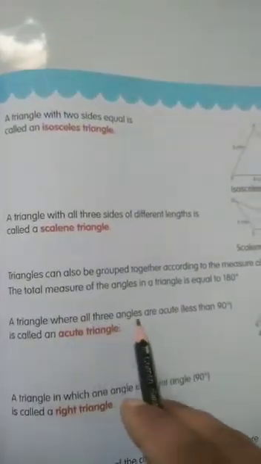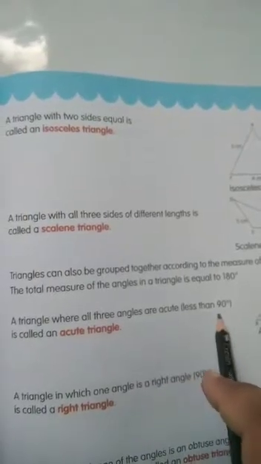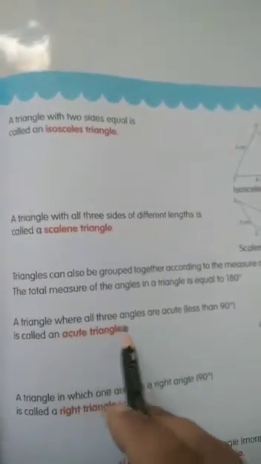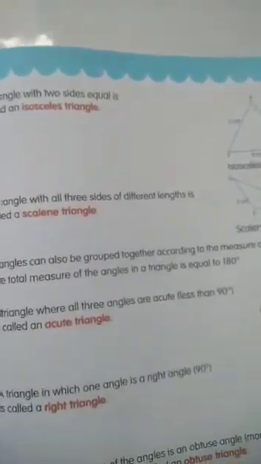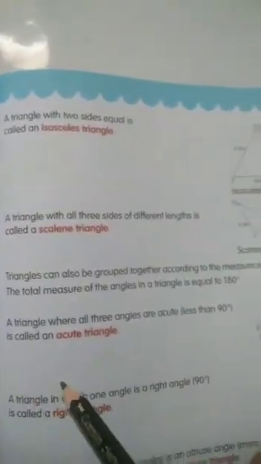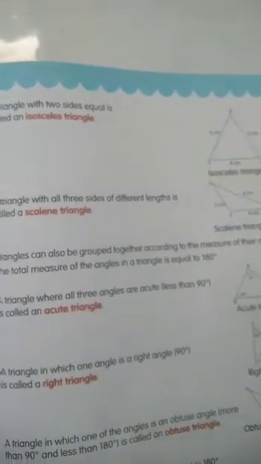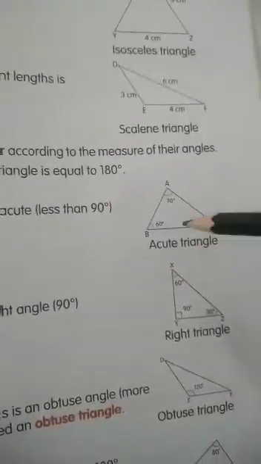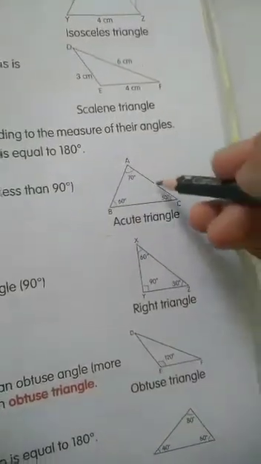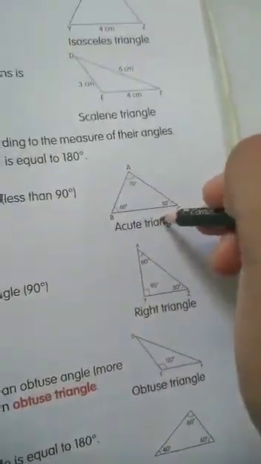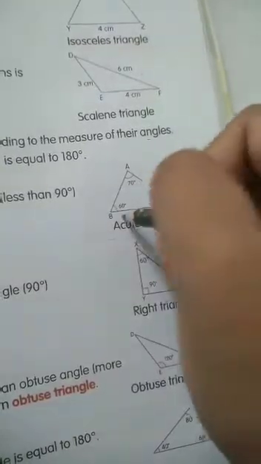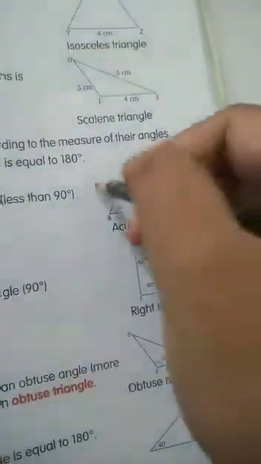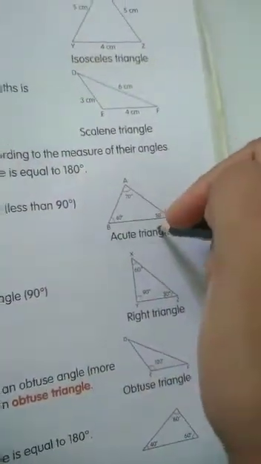A triangle where all three angles are acute, less than 90 degrees, is called an acute triangle. See here: 70, 60, 50. All three angles are less than 90 degrees.